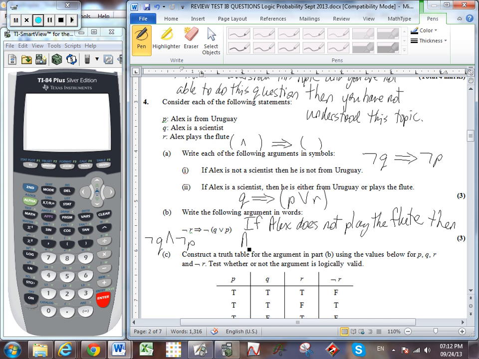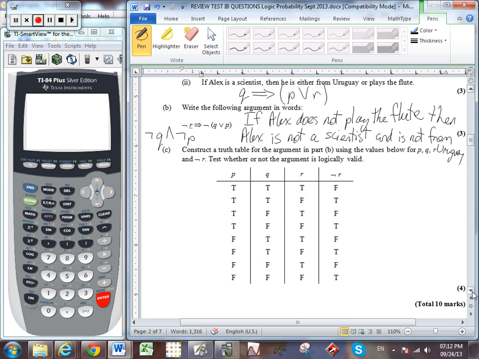So then Alex is not a scientist, and he is not from Uruguay. Which is the same thing as saying it's not the case that he is from Uruguay or a scientist. So either way, whether you use De Morgan's law or not, you should get credit. But you'll notice that this one I flipped into an and when I distributed the not to both clauses.